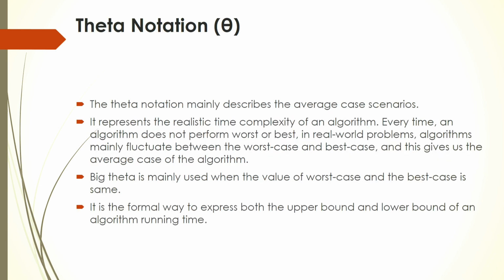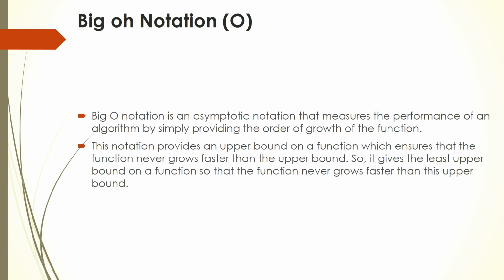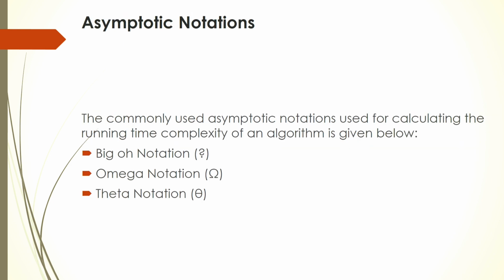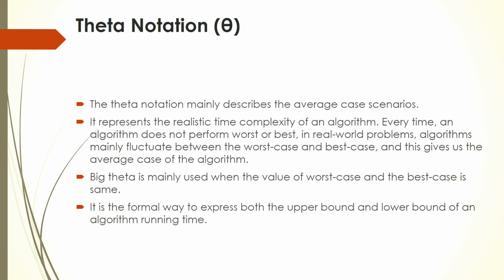The third one is theta notation. So we have learned till now big O notation, omega notation, and finally the theta notation. So what is theta notation? The theta notation mainly describes the average case scenarios. It represents the realistic time complexity of an algorithm.